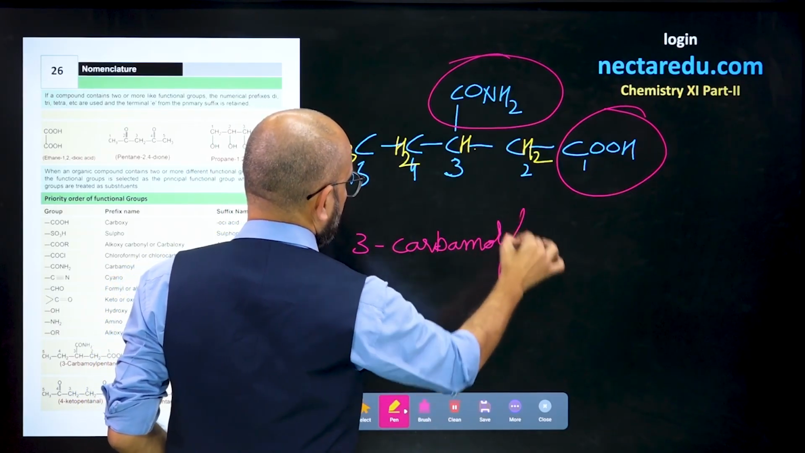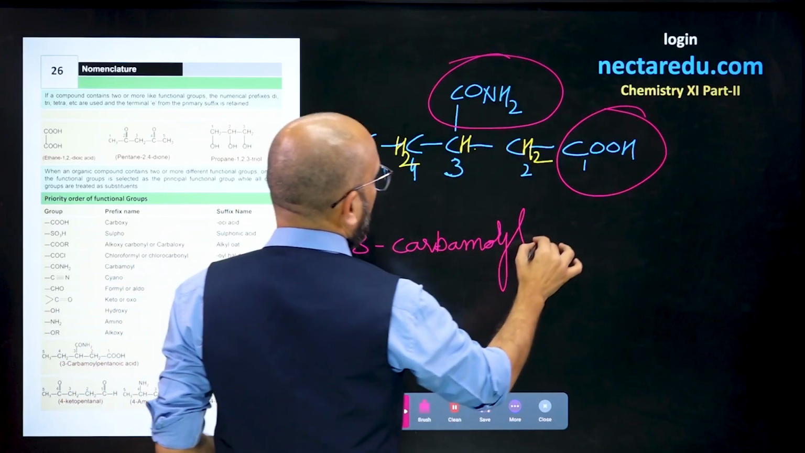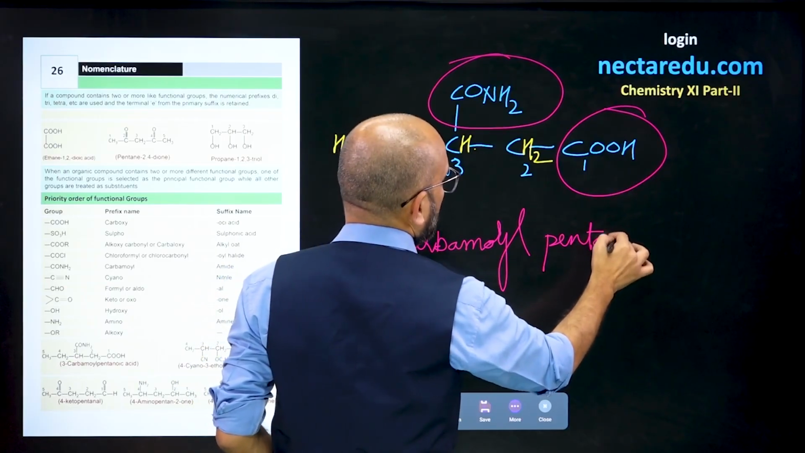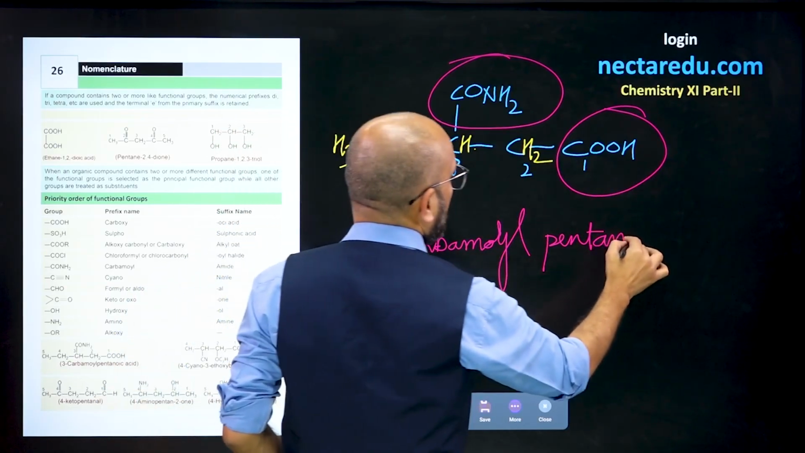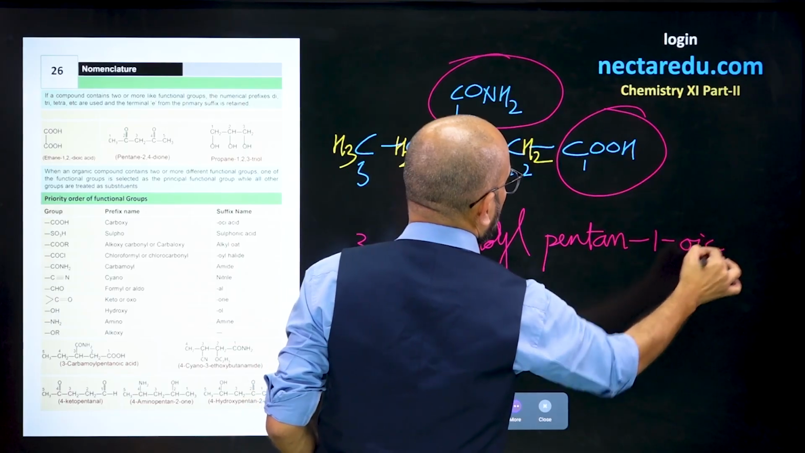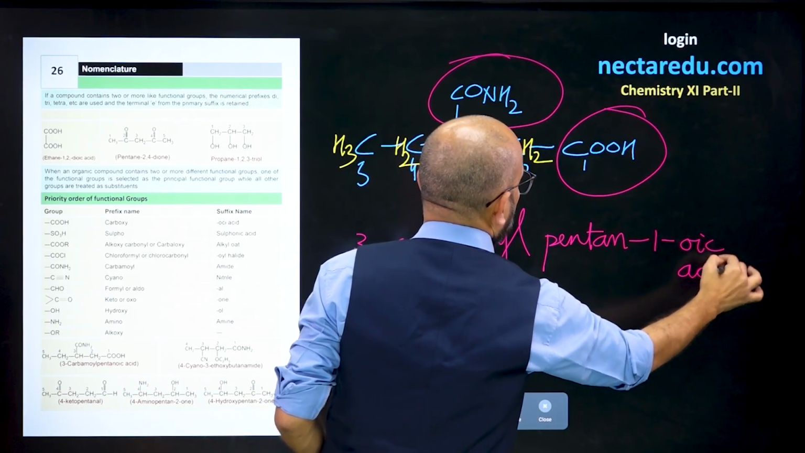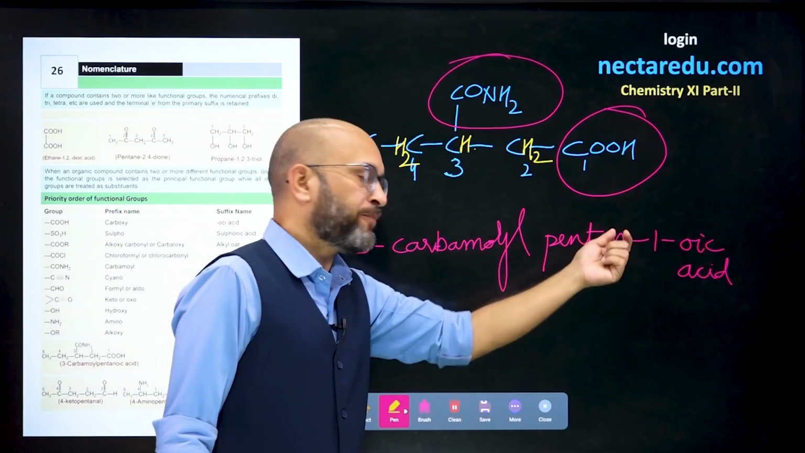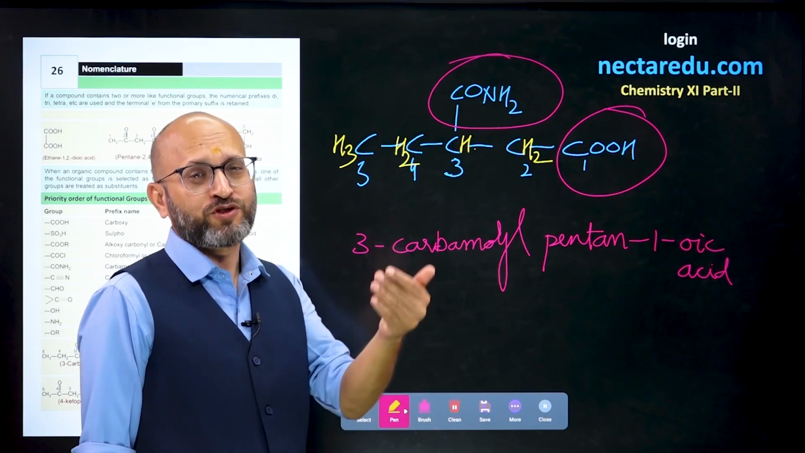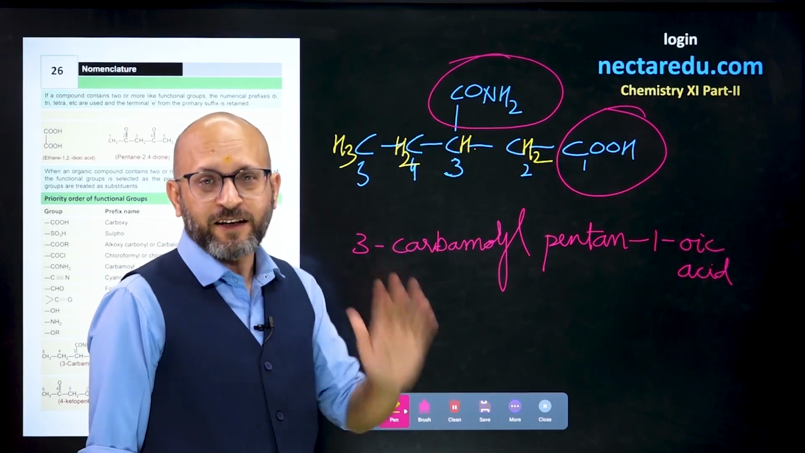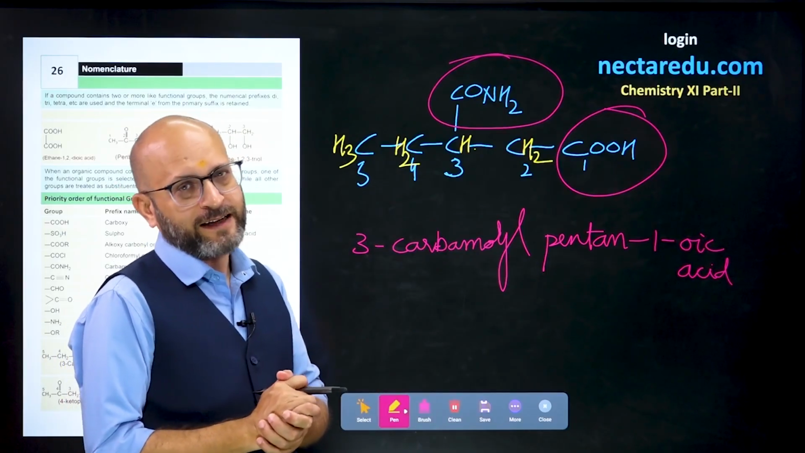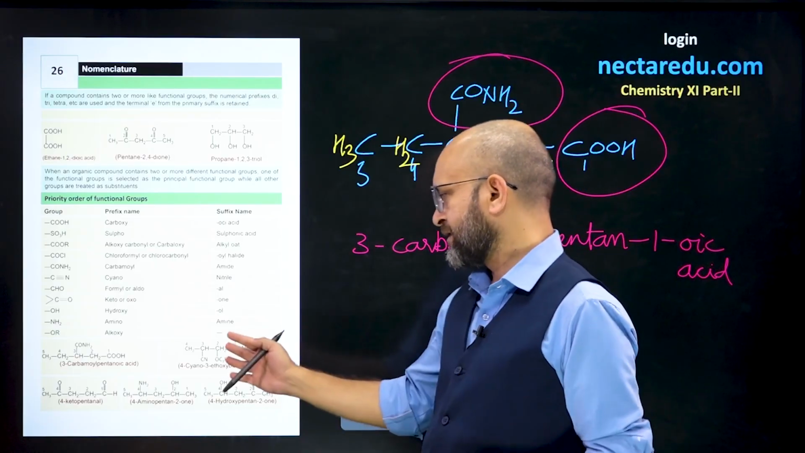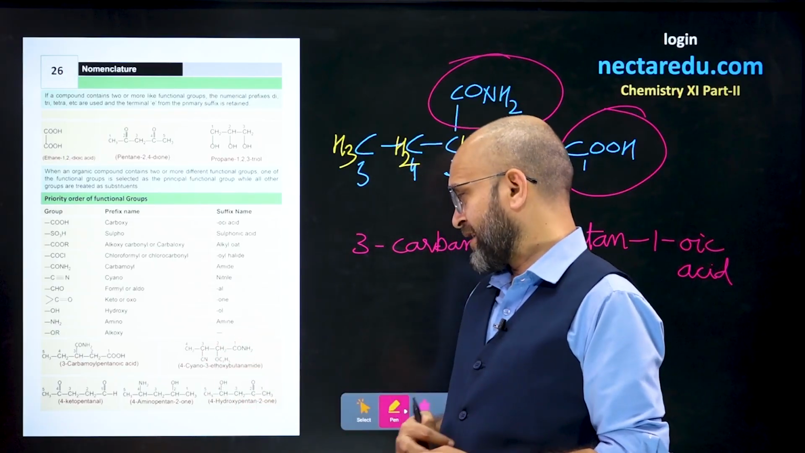3-carbamoyl, and how many carbons are there? 5. So pent, single bonded structure, so ane, and at first carbon you have carboxylic group, so 1-oic acid. For first position you can either write 1 or you can just skip. It is understood. We can write pentanoic acid without placing the position 1. You can write 1 or you can just skip 1. That will be the correct writing. Nobody can question that.